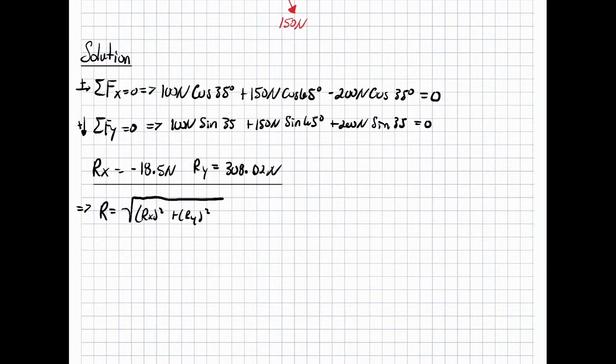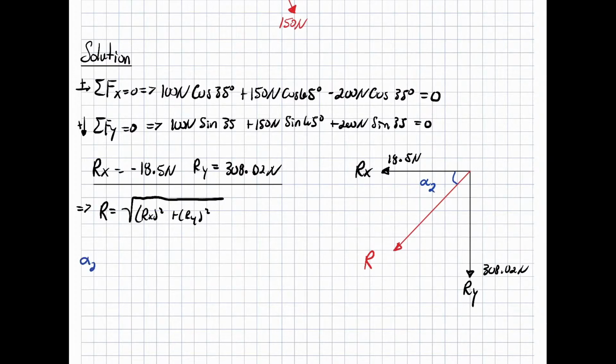So to elaborate, we have our basic little graph of our components. We have Rx going this way and Ry going this way. This is 18.5 newtons and 308.02 newtons. Our resultant is going to be in between those two, the resultant total. And the angle that it's going at, I'm going to label as alpha 2.